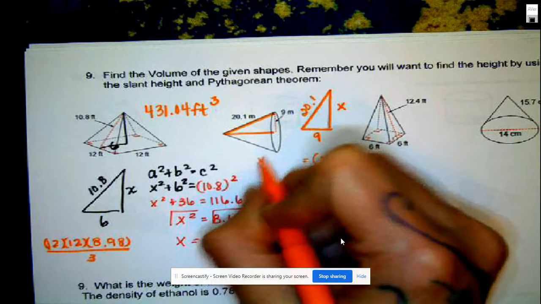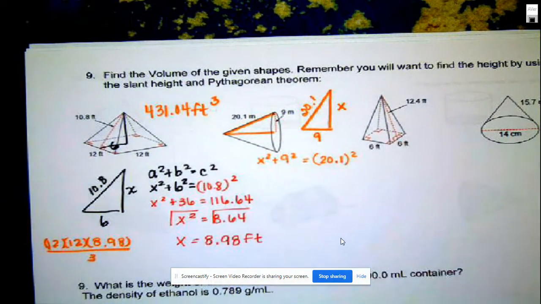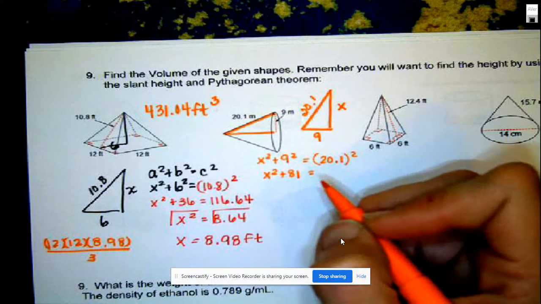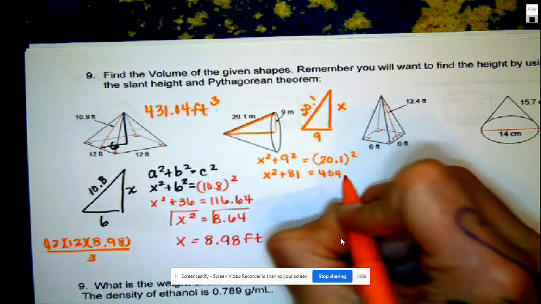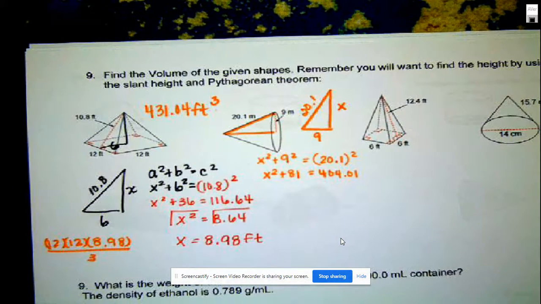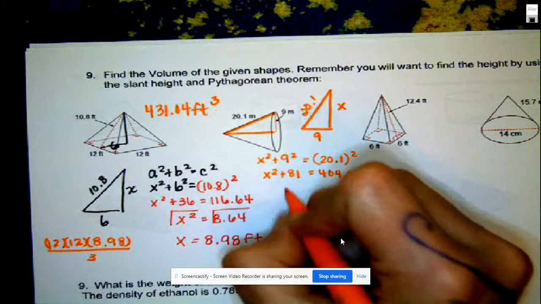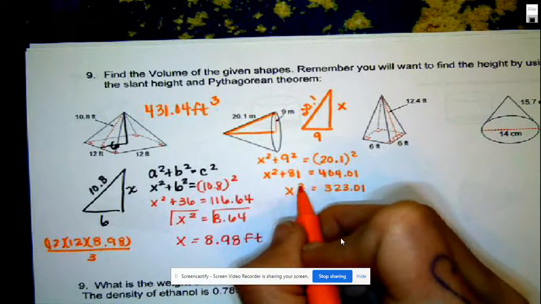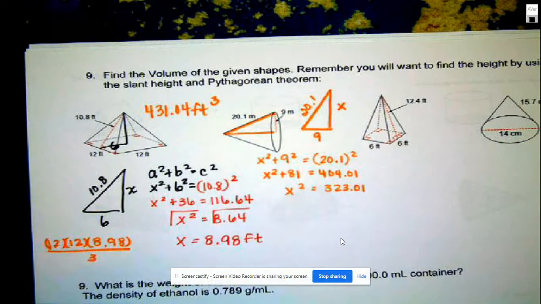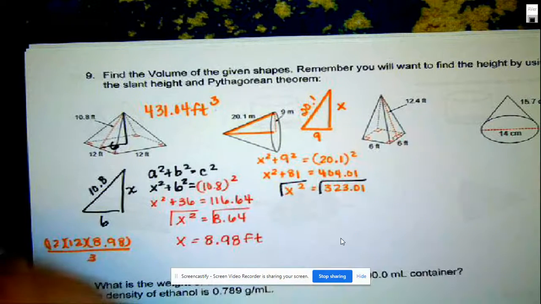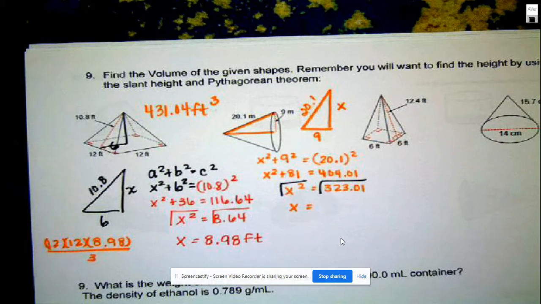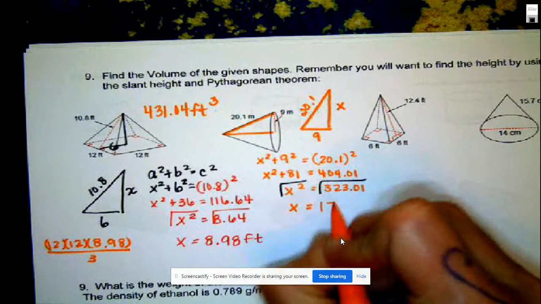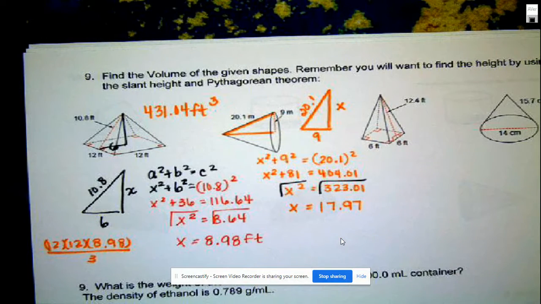And it's going to be x squared plus 9 squared equals that. So it's going to be x squared plus 81 equals 404.01. We're going to move that 81 by subtracting it from both sides. And so it's going to be x squared equals 323.01. To undo squaring something, you're going to take the root of both sides. Now remember, when you take the root of both sides, you have a positive and a negative answer always. But since we're talking about measurements, that negative answer doesn't mean anything. So we're just not going to discuss it. So 17.97 is going to be our height of our cone.